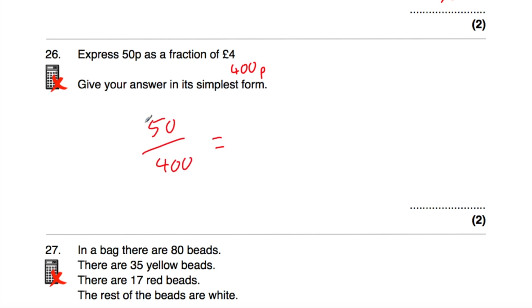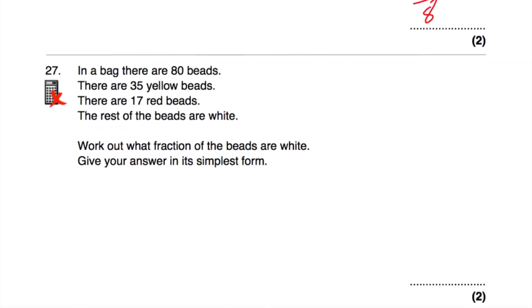And now we just need to cancel this down. They're both divisible by 10 because they both end in zeros. So 50 divided by 10 is equal to 5, and 400 divided by 10 is equal to 40. Now both of these numbers are divisible by 5, so if we divide both the numerator and denominator by 5, that will give us 5 divided by 5 is 1, and 40 divided by 5 is equal to 8. So that's 1/8. So 50p as a fraction of £4 is 1/8. And you can check that: if you've 8 50p's, that's equal to £4. So that's right.